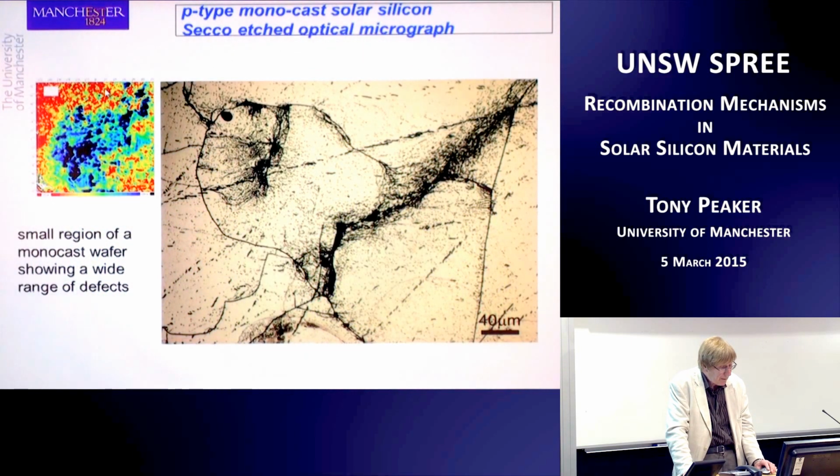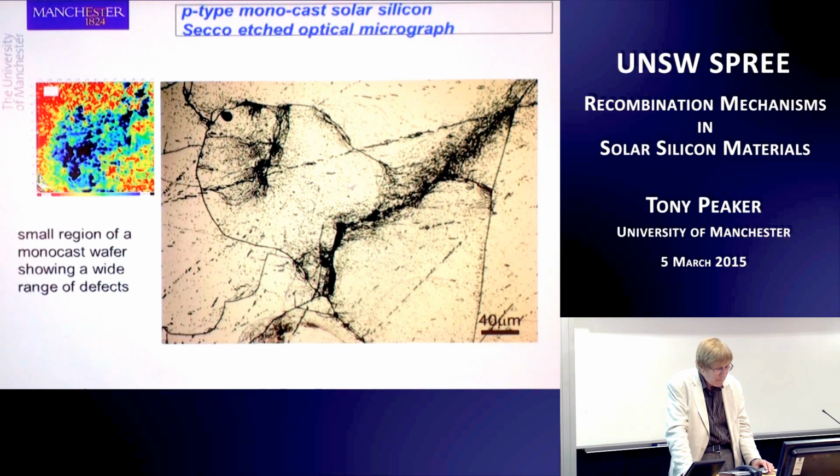If you look now, just taking a little corner of that bad bit and doing Secco etching, you see how dreadful this material is if you want to say what the dominant recombination mechanisms are. In this tiny bit here, you've got clusters of dislocations, you've got grain boundaries with decoration on here, with precipitates on. You've got all sorts of things that are difficult to identify.